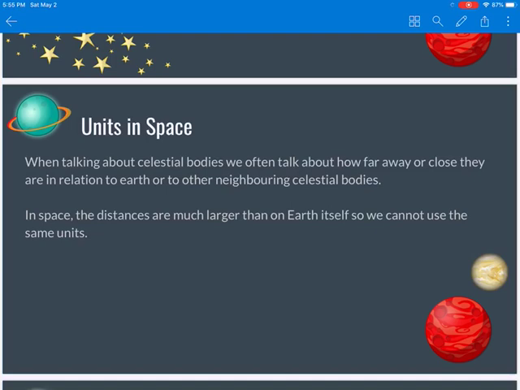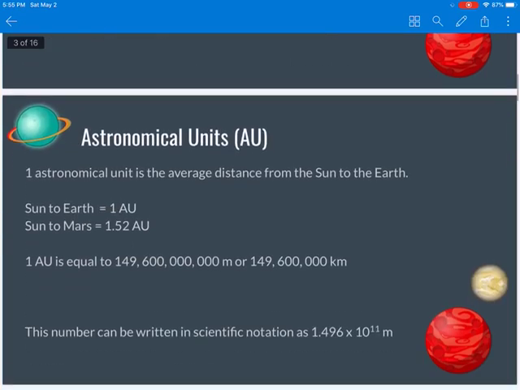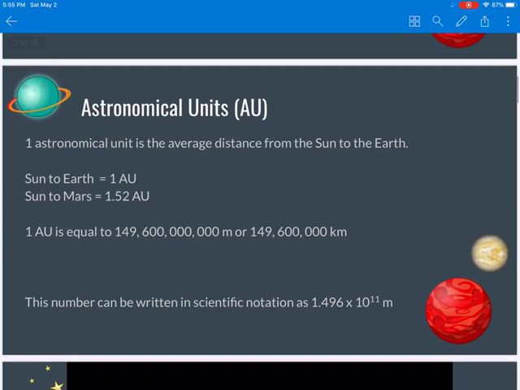So, when we're talking about these distances, it doesn't quite make sense to use the same distances as we would here when describing distances on Earth. We're not going to say, oh yeah, the sun is this many meters away, or this many kilometers away, or maybe even this many miles if we're talking in the imperial system. We have to have some units that are much larger, so we don't have to use larger numbers.